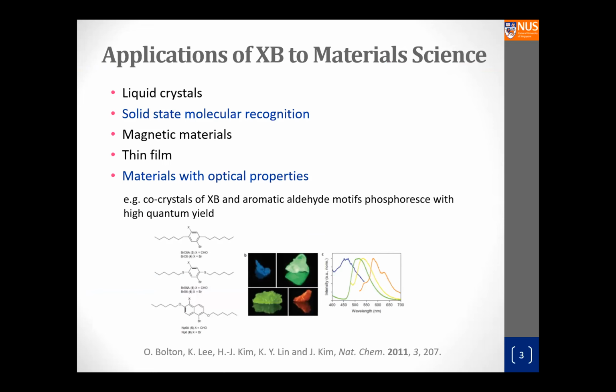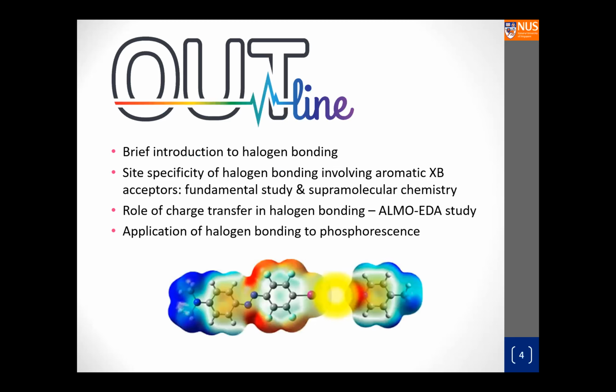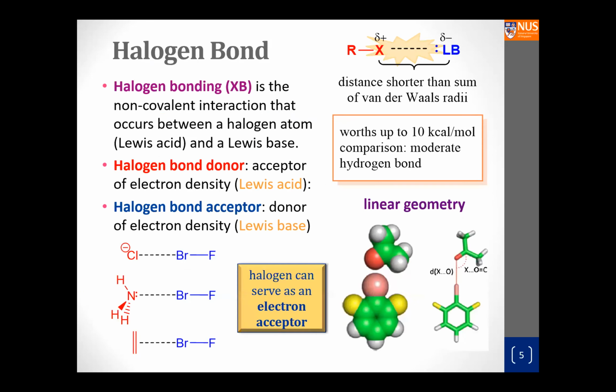There are many of them. For example, liquid crystal, molecular recognition, magnetic material. So I'll talk a little bit about optical properties application, and also, I think very fundamental, supramolecular chemistry and molecular regulation. I'm not sure whether you're familiar with halogen bond, so I will just say a few words on halogen bond, followed by two topics. One is where I started my interest in fluorescent material, because I think the aromatic halogen bond acceptor, and also briefly talk about the importance of charge transfer in halogen bonding. And then lastly, the application of halogen bonding to fluorescence.